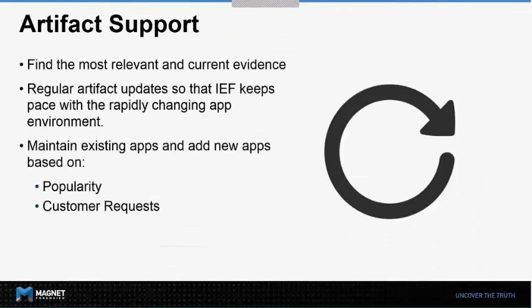So what Magnet tries to focus on is giving you the most relevant and current evidence. And what we try and do for you is provide regular artifact updates so IEF can keep pace with these rapidly changing apps. When new apps are jumping in popularity into the top 50 or the top applications are updating every month, we try and stay on top of that and provide updates for you frequently. As well as we focus on customer requests. So if you have applications that you're seeing frequently, we like to hear that feedback so we can add those to the application.